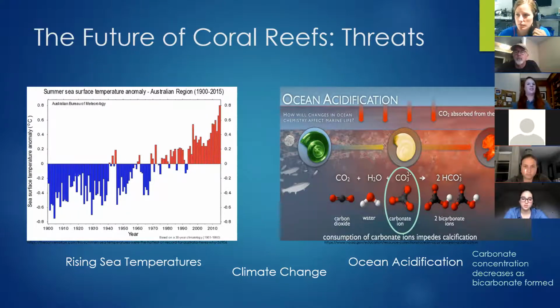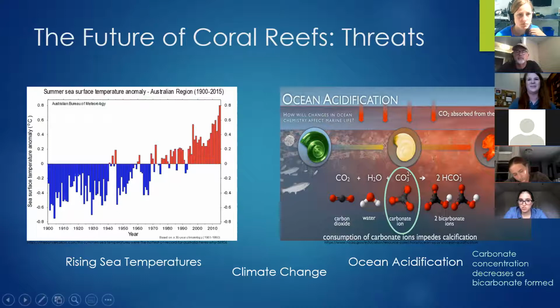Yes, so I have a question. Do zooxanthellae give coral its color? Yes, zooxanthellae give coral its color, and different species of coral have different groups of zooxanthellae that live inside them, which is how you get corals of all different colors, depending on what community of zooxanthellae is in them. Great question.